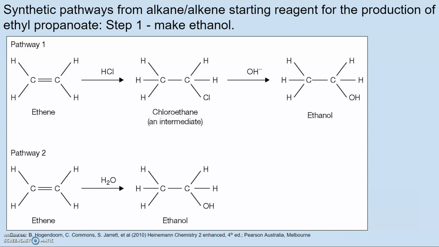Step 1, make some ethanol. So if we want to start with ethene, I'm going to add HCl to give us chloroethane, and then use my nucleophile to give us that. Or I could have gone straight from here to here using water, 300 degrees, and a catalyst, H3PO4. Which is here. So H3PO4. So two alternatives, to make ethanol from ethene.